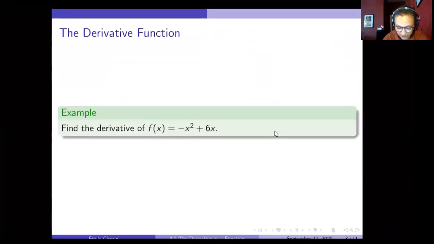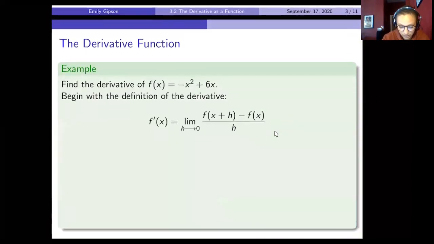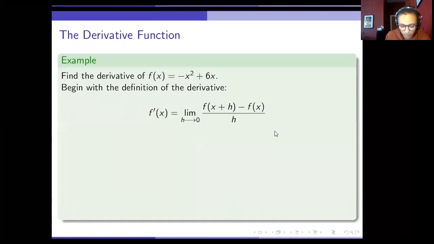So let's work on an example really quickly. I want you to find the derivative of f of x equals negative x squared plus 6x. And I'm actually going to do something a little bit different this time, and I'm going to work through this example with you instead of having all the lines already posted ahead of time. To solve this problem, we're going to begin with the definition of our derivative, which is the limit as h approaches 0 of f of x plus h minus f of x all over h.